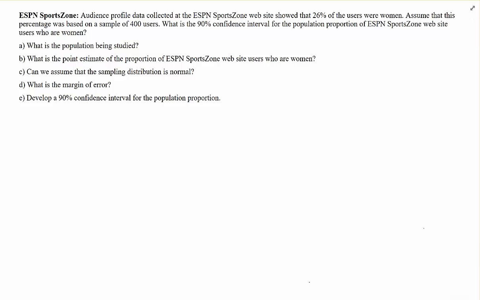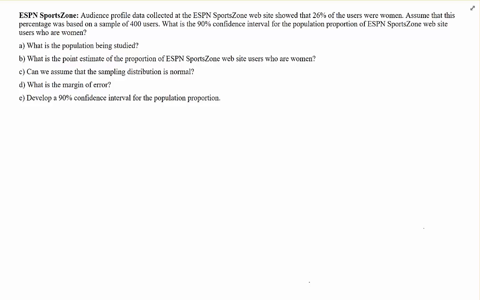Audience profile data collected at the ESPN Sports Zone website showed that 26% of the users were women. Assume that this percentage was based on a sample of 400 users. What is the 90% confidence interval for the population proportion of ESPN Sports Zone website users who are women?